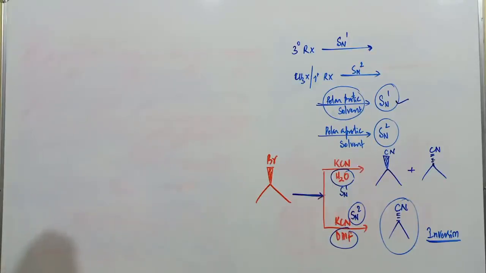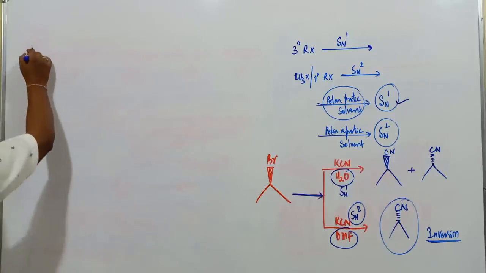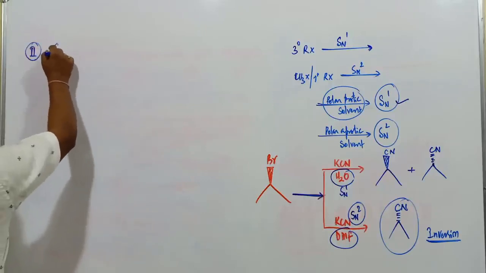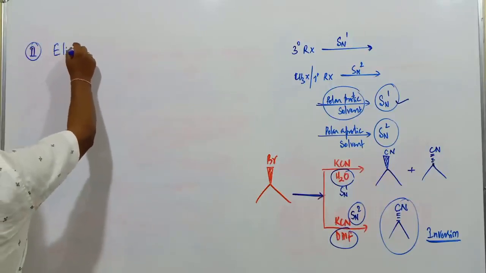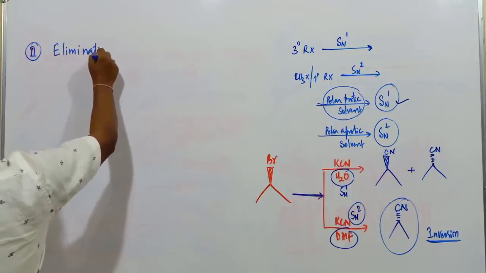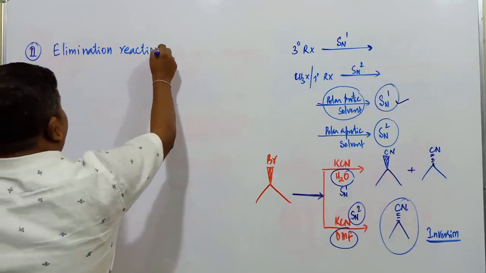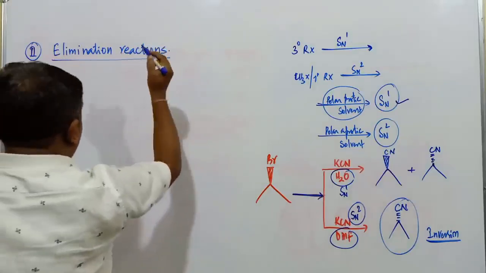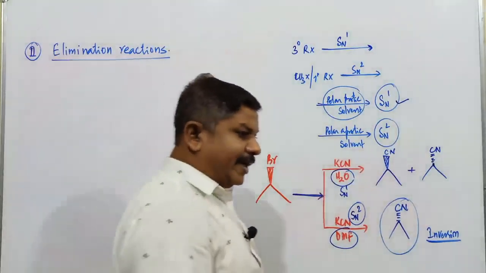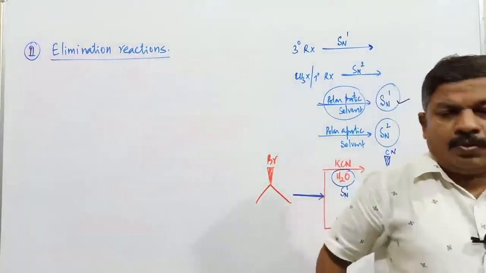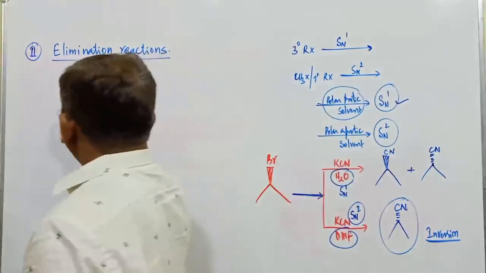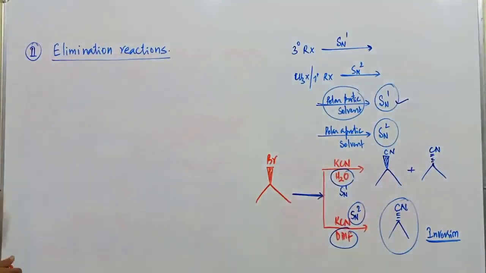After these nucleophilic substitution reactions, the next set of reactions, the second one, is elimination reactions. After elimination reactions, next we have to go with action with metals. Elimination reactions. What are elimination reactions? Elimination refers to what? Removal of atoms or group of atoms.